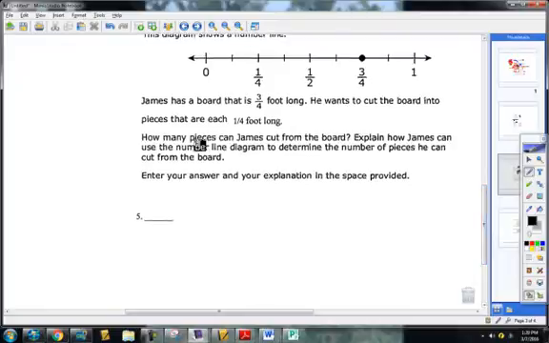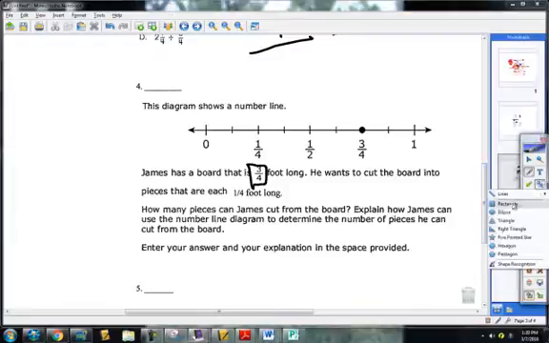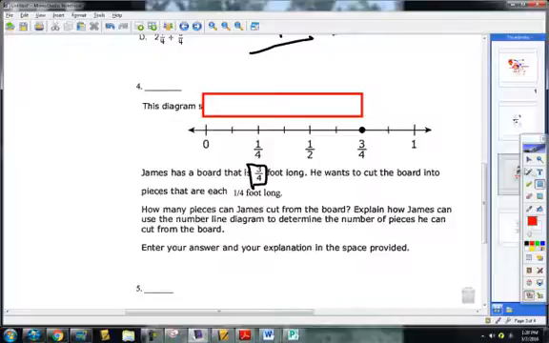This one, we have a board that is 3/4 of a foot long. So they put it on a number line. I don't have any issue with you guys if you want to just quickly make my board. There's my board, and that's how long it is. It's 3/4 of a foot long. He wants to cut it so that each piece is 1/4 long. That's the size of the piece. How many pieces can James cut from the board?